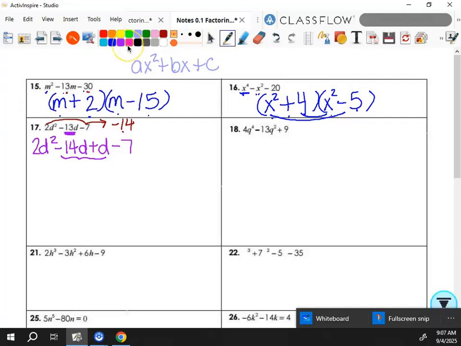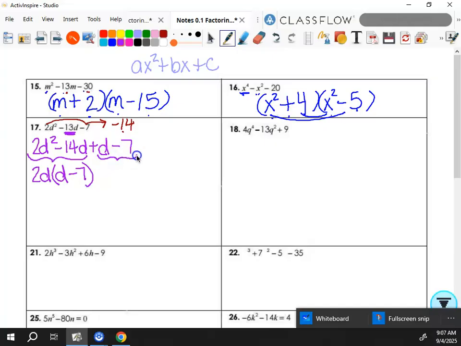Okay, so now I factor by grouping. I probably shouldn't have done that little squiggly thing there. Let me erase the little squiggly there. That's d right there. So now I'm going to factor by grouping. I group those two together. What can I factor out of that? 2d times, and that's d minus 7, right?